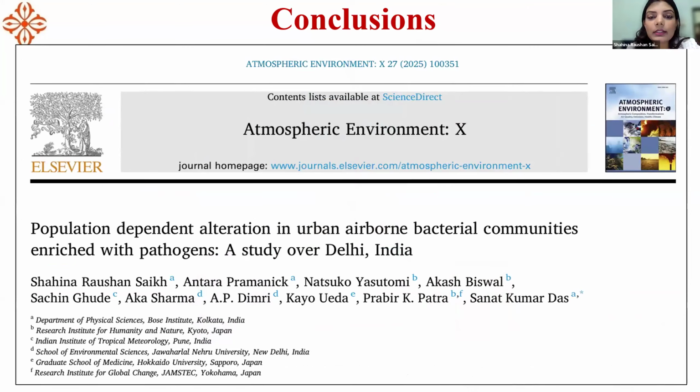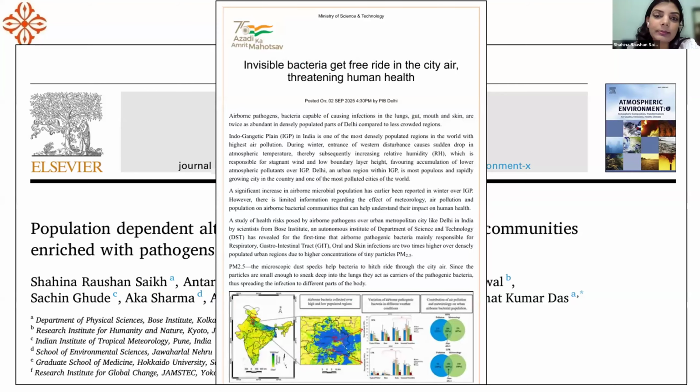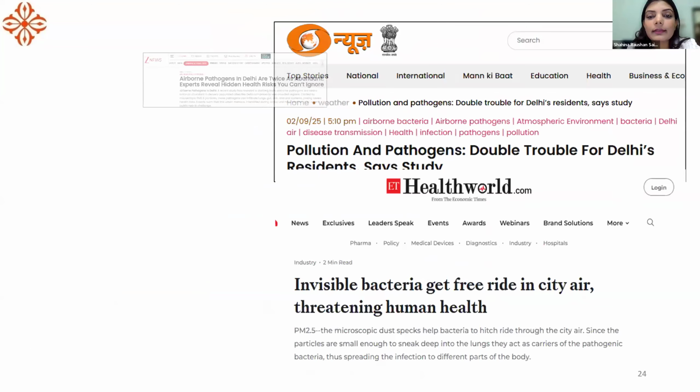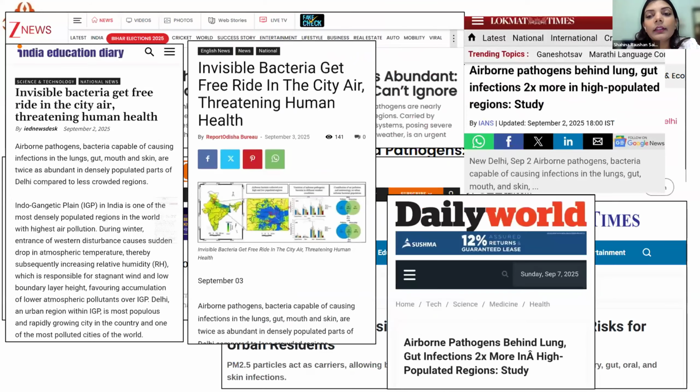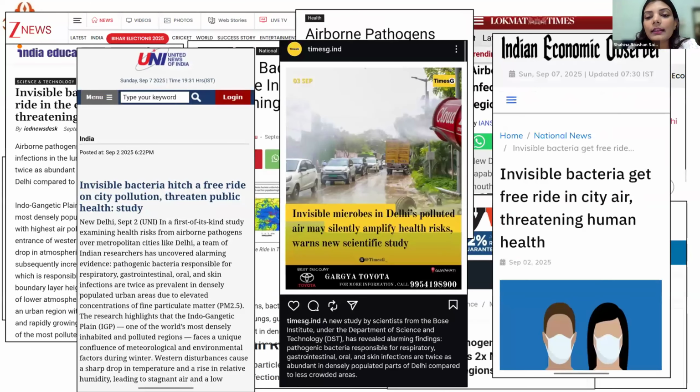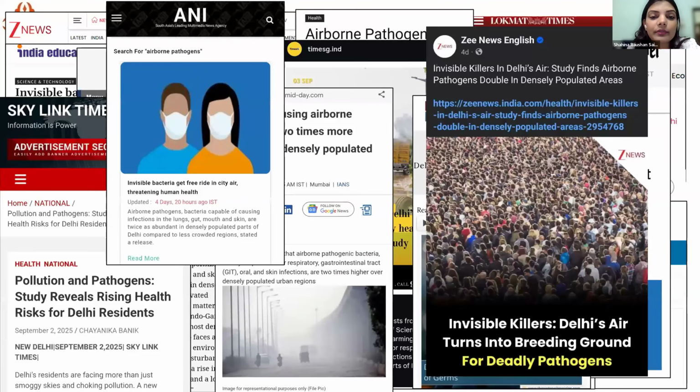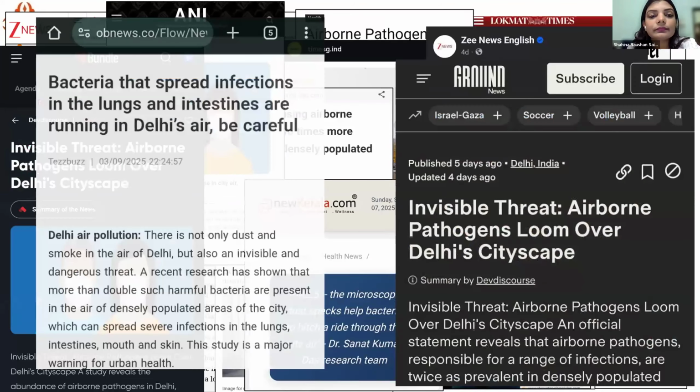These results were published in the journal Atmospheric Environment, and also by the Department of Science and Technology from the Government of India. Further, it was picked up by different news channels and presented nationally and internationally on different platforms, that bacterial enhancement is related to the concentration of PM 2.5 and pollution.